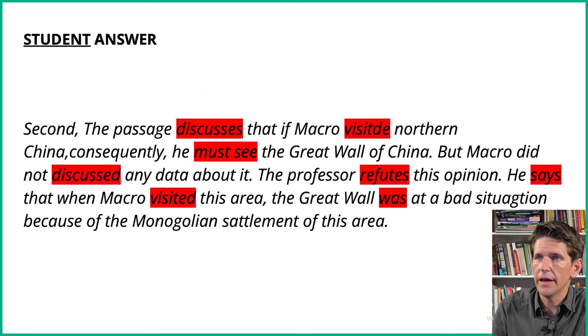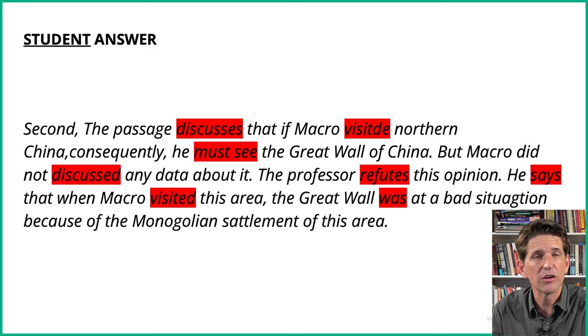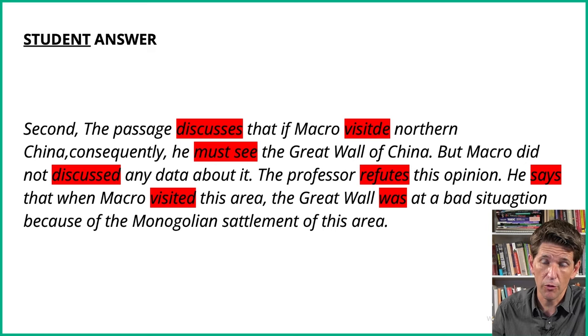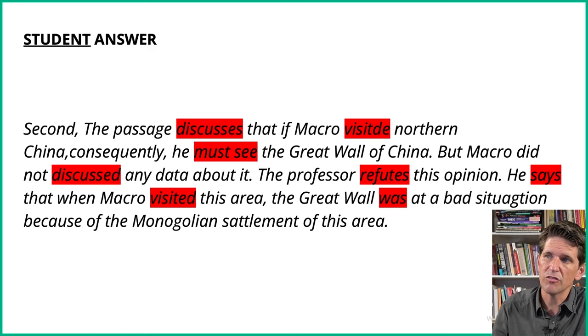All right, and we have some, again, spelling and grammar problems here. "Second, the passage," so it should be lowercase t, "discusses that if Macro visited northern China, consequently he must have seen," instead of must see, "the Great Wall of China. But Macro did not discuss," instead of discuss, "any data about it." Data is the wrong word. "The professor refutes this opinion."